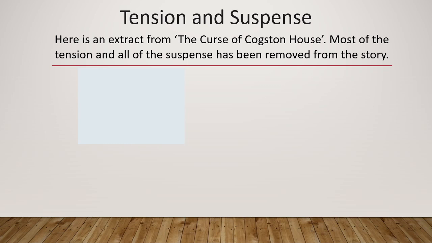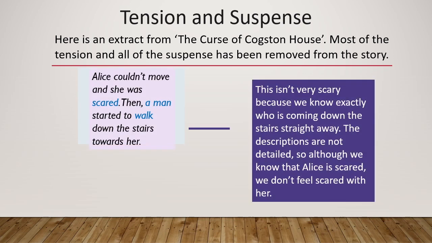This is an extract from a story called The Curse of Cogston House, but in this section of the story, most of the tension and suspense has been removed. This is the extract from it. Alice couldn't move and she was scared. Then, a man started to walk down the stairs towards her. This isn't very scary because we know exactly who is coming down the stairs straight away. The descriptions are not detailed, so although we know that Alice is scared, we don't feel scared along with her. We need to look at how to make the audience scared or tense when reading our work.